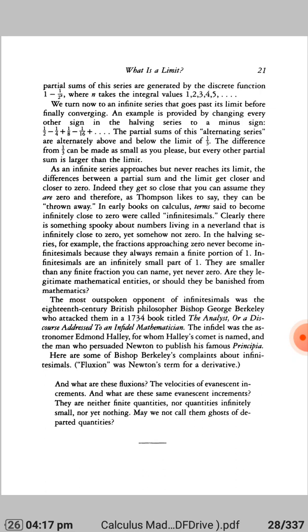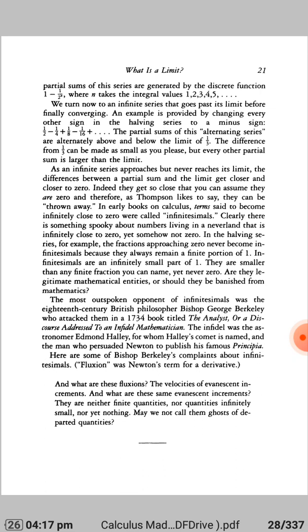Partial sums of the series are generated by the discrete function 1 upon 2 raised to n, where n takes the integral values 1, 2, 3, 4, 5. We turn now to an infinite series that goes past its limit before finally converging. An example is provided by changing every other sign in the halving series to a minus sign: 1/2 minus 1/4 plus 1/8 minus 1/16 plus so on.